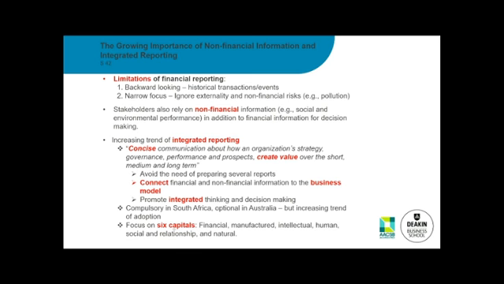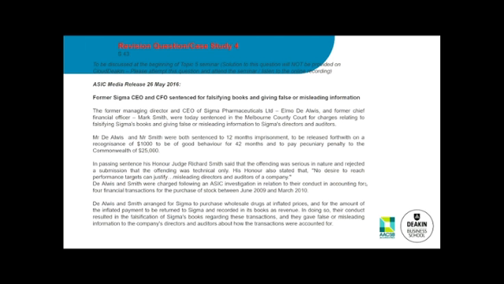So, as I said earlier, there's 6 capitals that we focus on in integrated reporting, and they are financial, which we all know what that is, manufactured, intellectual, human, social and relationship, and natural. If you want to read more about it, you can in your book.